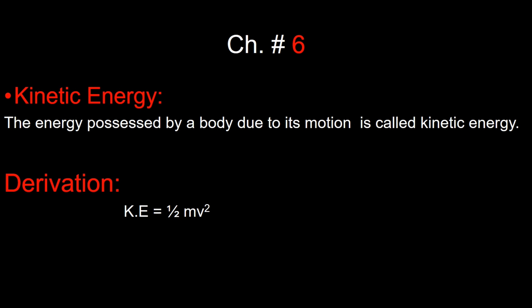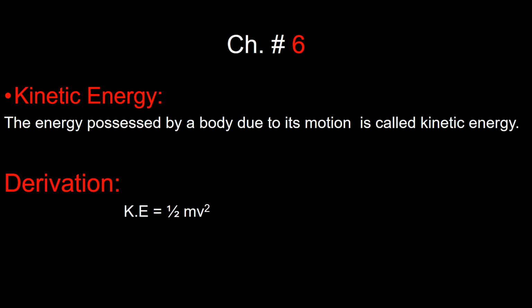So, a moving body has kinetic energy because it can do work due to its motion. The body stops moving as soon as all its kinetic energy is used up. Hence, we can define kinetic energy: the energy possessed by a body due to its motion is called kinetic energy. And for the derivation of this kinetic energy, I have written the formula in front of you. K is equal to half mv square. Its whole derivation is on the next slide.